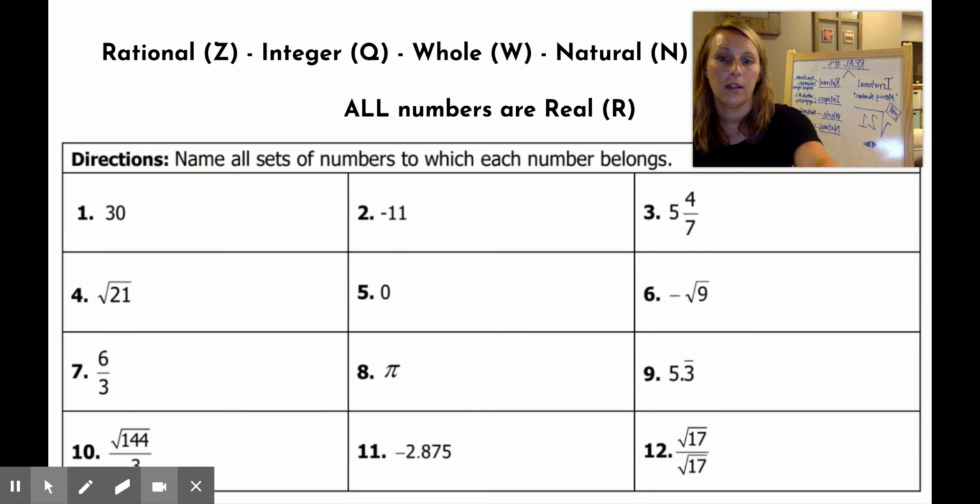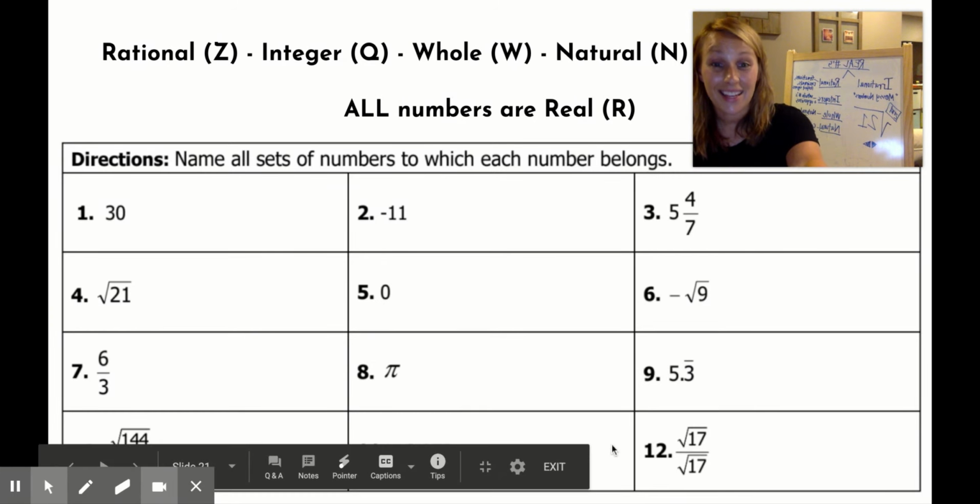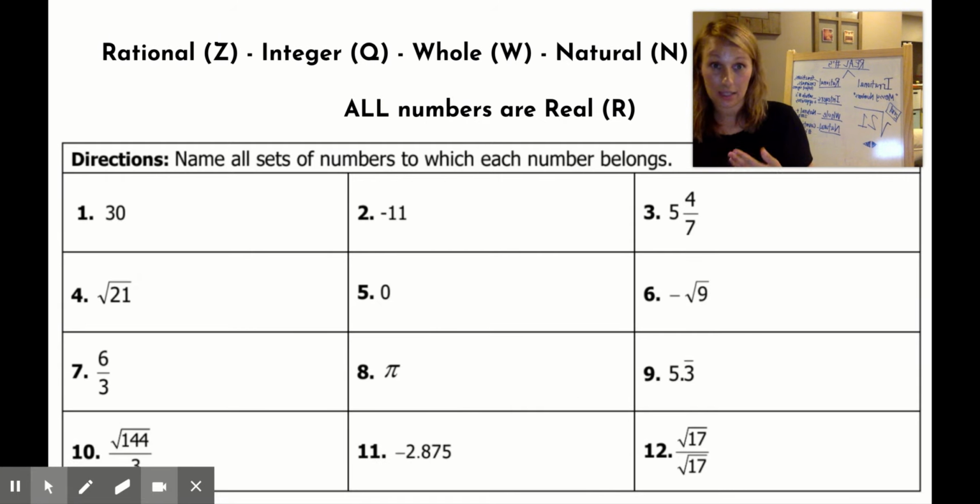So 4 can be classified as natural, it's a counting number, whole, integer, and rational, or NWQZ, and it's also real. Number 11, negative 2.875 is a decimal that stops, it terminates, it ends. Therefore, it's rational. It's not an integer because integers can't have any decimals. Those don't appear on the number line.